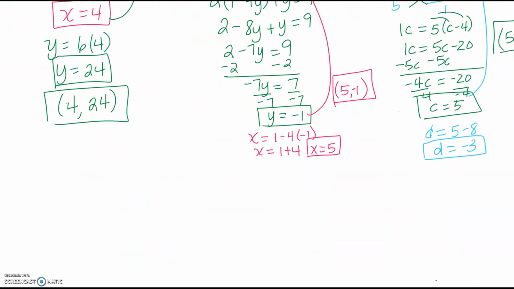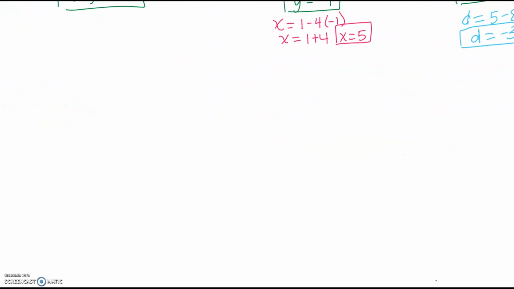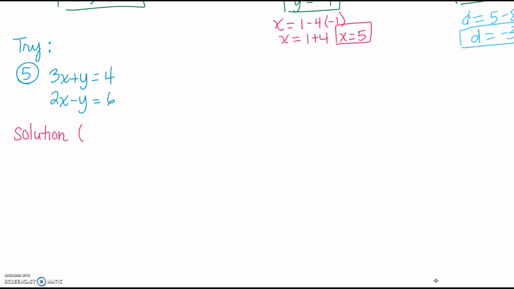Okay, I want you to try a few on your own. So let me arrow down here and give you a few to practice. I'm also going to list the answers, so as you try these, you can make sure you get the correct solutions. We did 4 together, so let's make this number 5. Your system is 3x plus y equals 4. Your next equation in the system is 2x minus y equals 6. Your solution should be, when you solve this using substitution, 2, negative 2.